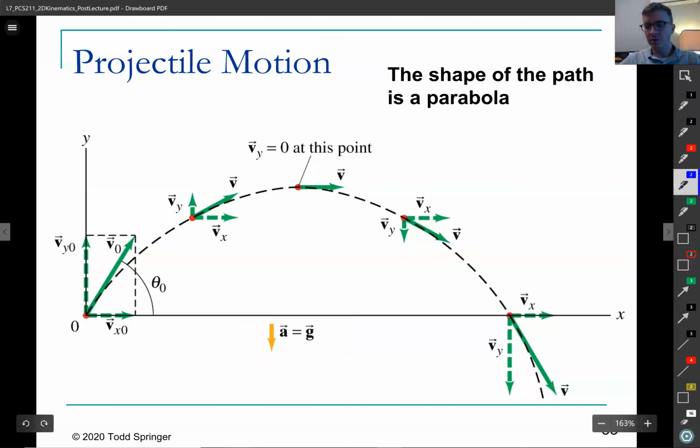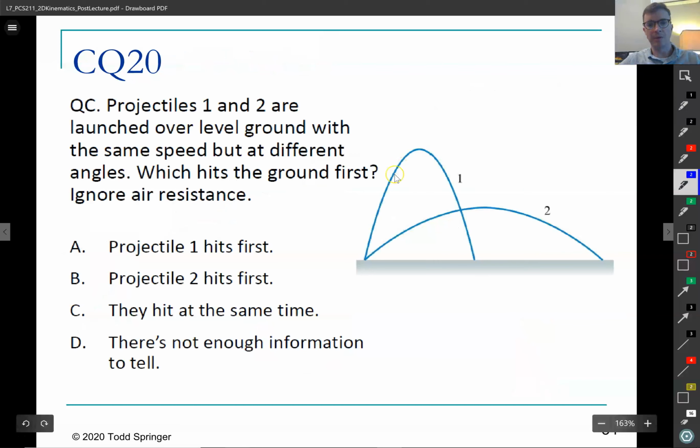So what I wanted to do was, let's start with a couple of clicker questions. So here's one. Projectile 1 and 2 are launched over level ground with the same speed, but at different angles. Which one hits the ground first? So projectile 1, projectile 2, same time, or there's not enough information to tell. Go ahead and pause the video and see if you can wager a guess. Think about your best guess as to which one of these hits the ground first.